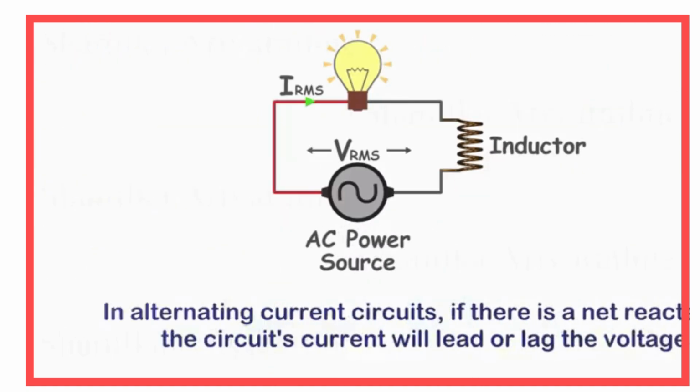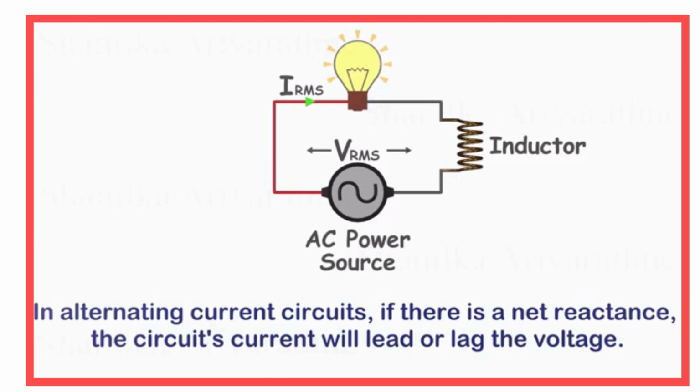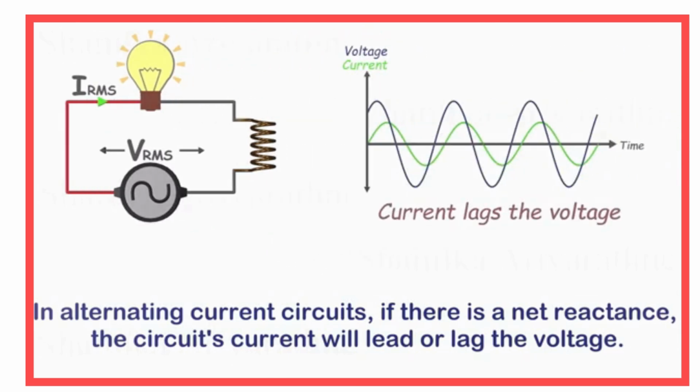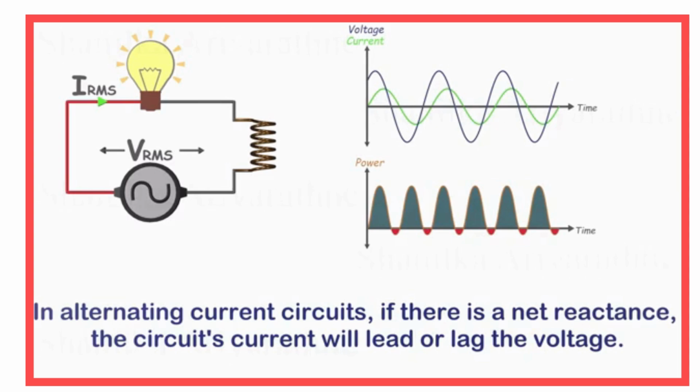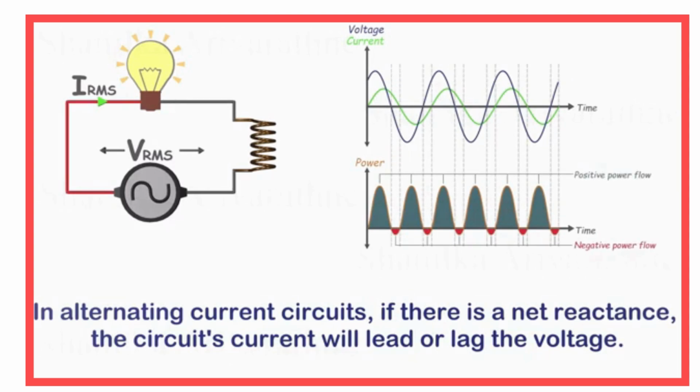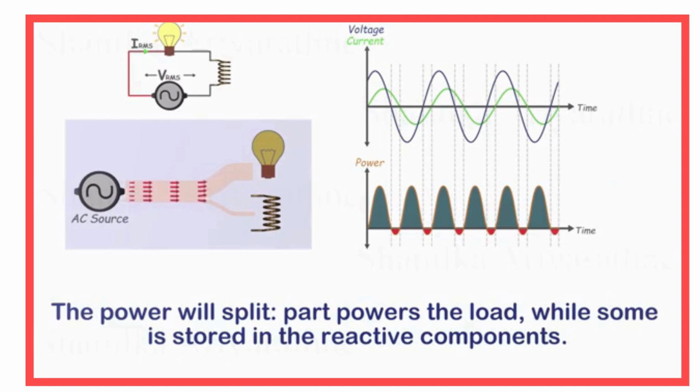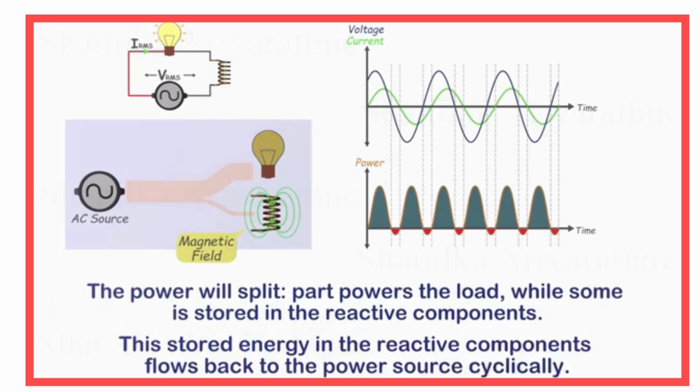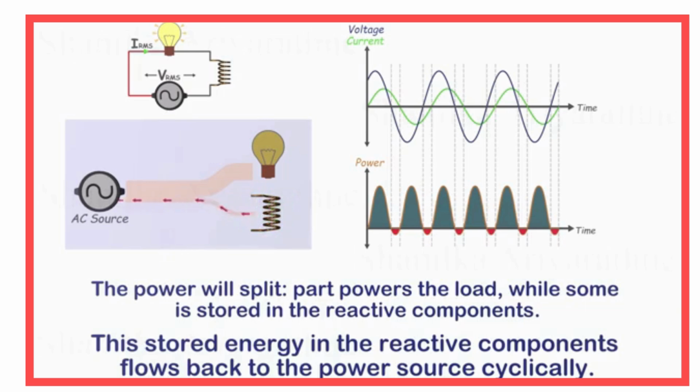Let's summarize. In alternating current circuits, if there is a net reactance, the circuit's current will lead or lag the voltage. When we draw the power graph based on this VI graph, we observe both negative and positive power flows. This occurs because the power is divided. Part of it energizes the load, while some power is stored by the reactive components of the circuit. This stored power in the reactive components flows back to the power source with each cycle. Therefore, it's evident that reactive components do not consume power. Instead, they store and release power back.